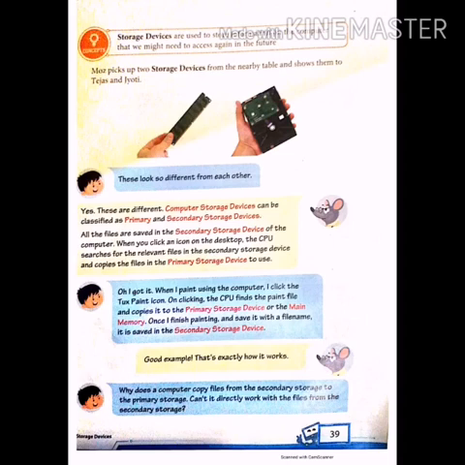When you paint using the computer, you click the Tux Paint icon. On clicking, the CPU finds the paint file and copies it to the primary storage device, or the main memory. Once you finish painting and save it with a file name, it is saved in the secondary storage device.